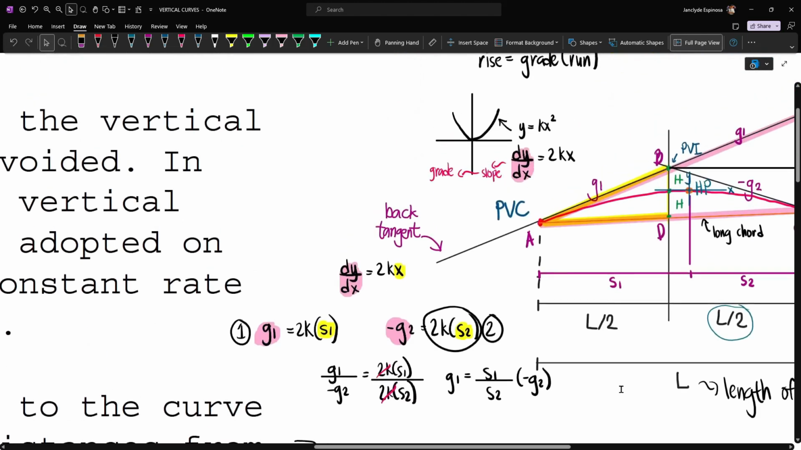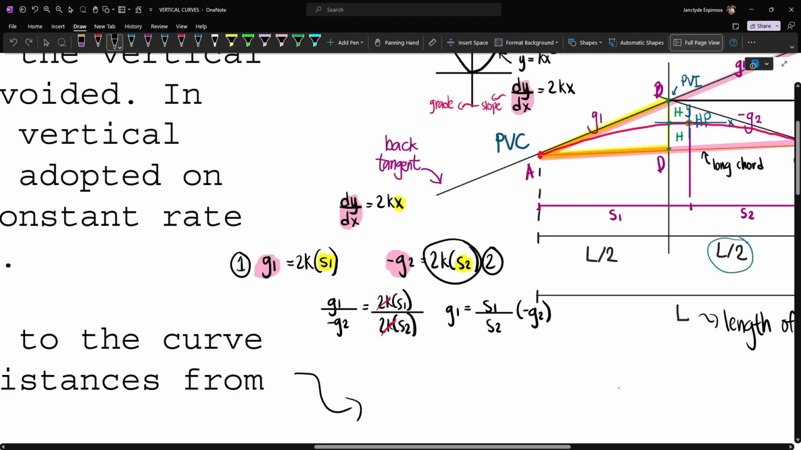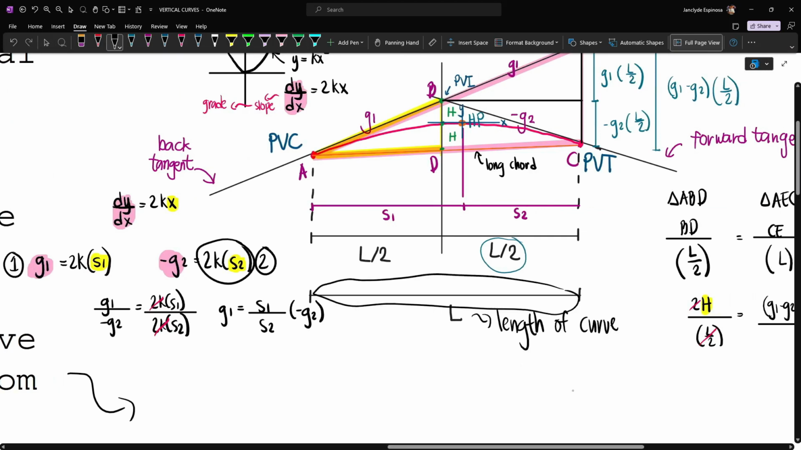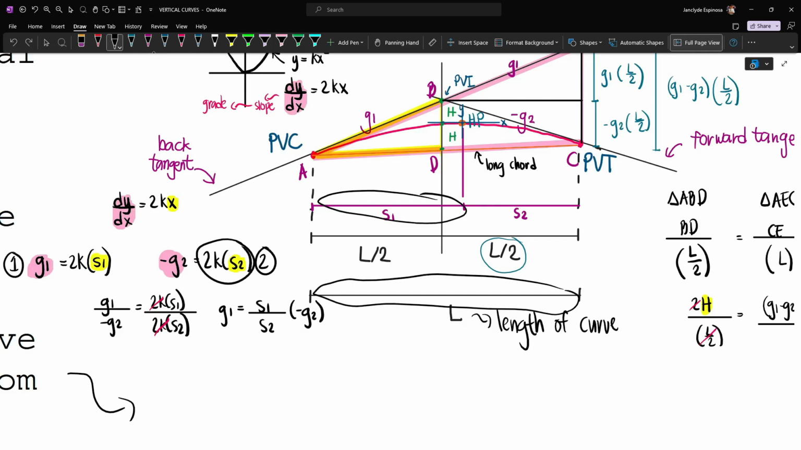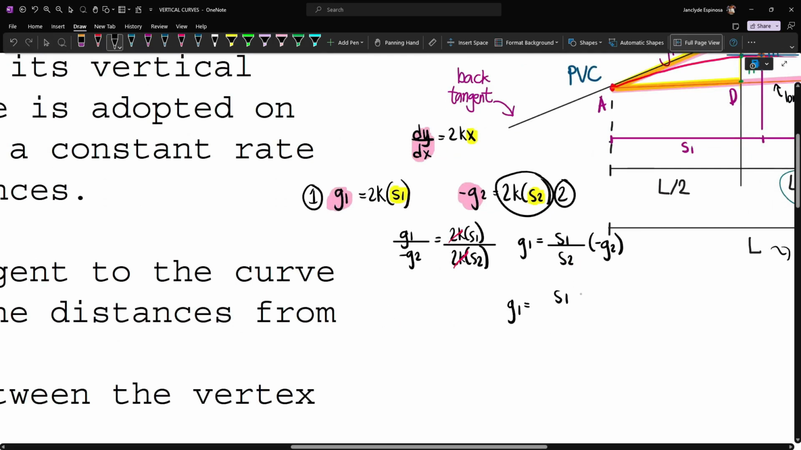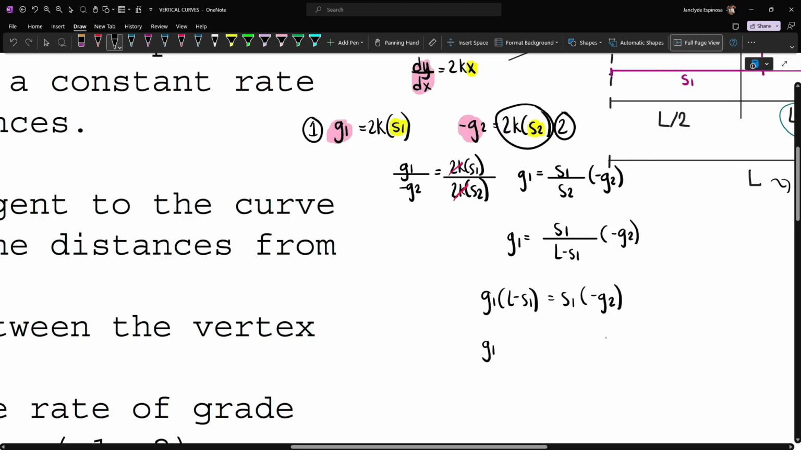And so here, notice that we still have two unknowns. We have S1 and S2. However, we can express S2 in another way. Notice that L minus S1 is just equal to S2. So therefore, S2 is equal to L minus S1. And so we can now change this. We have g1 is equal to S1 over L minus S1 multiplied by minus g2. And so multiplying this here, we have g1 times L minus S1 is equal to S1 times minus g2. And so expanding this, we have g1L minus g1S1 equals, let's just move this to the front, minus g2 times S1.